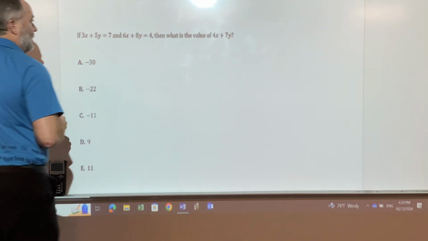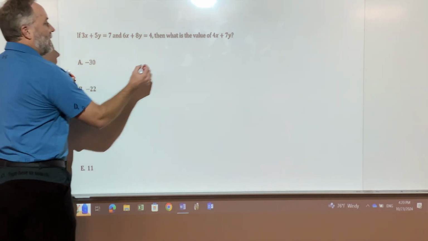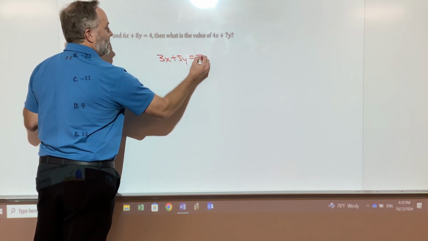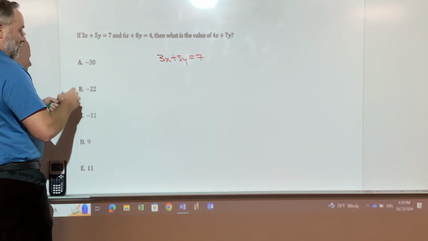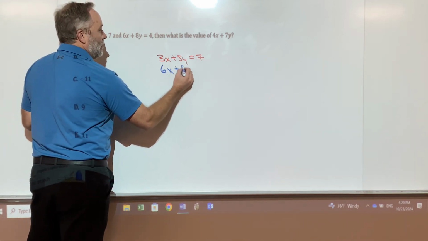Often when we have a system of equations, we see it stacked one on top of the other. So let's rewrite that. 3x plus 5y is equal to 7, and then 6x plus 8y is equal to 4.